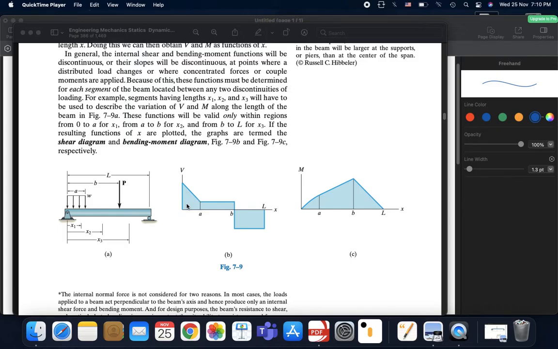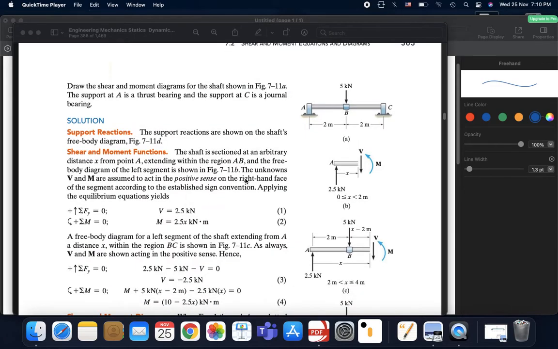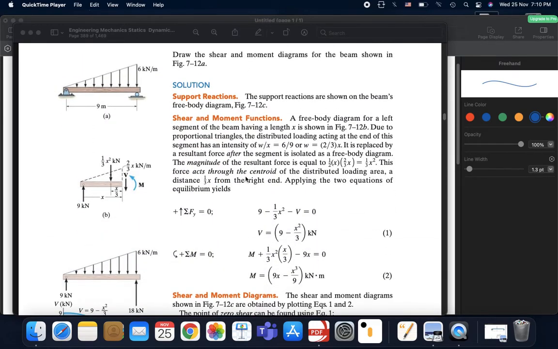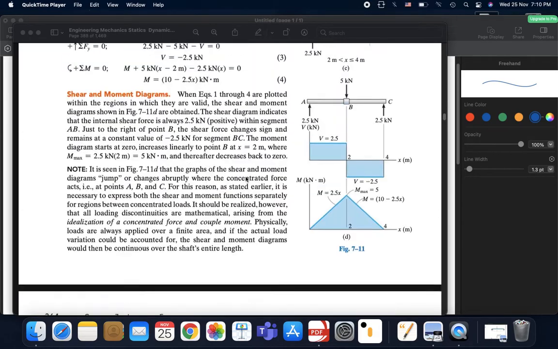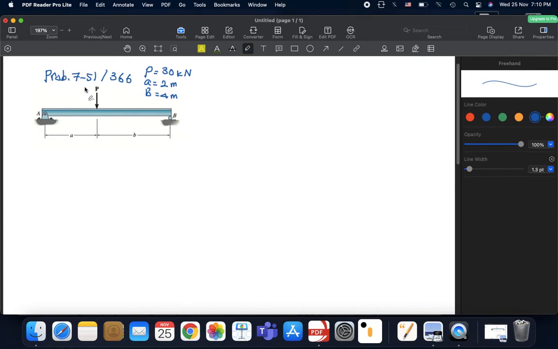Now, if you go to your book, the 14th edition, and open to page 366, you'll see two simple examples. This is example 7.6, which is solved, as well as 7.7. So I leave these for you because they are solved. Now we will go to the problems and I will solve this problem for you. This is problem 7-51, page 366.